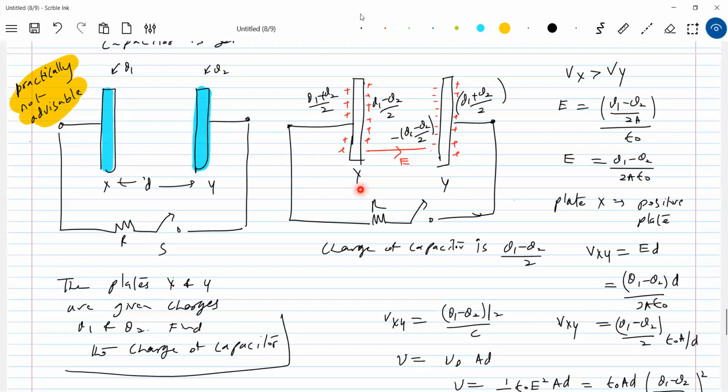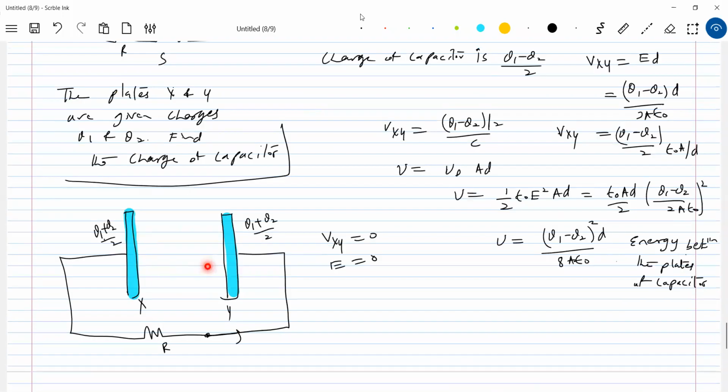How long will this flow of charge occur? As long as there's a potential difference. So when this charge comes here, finally it will become zero. Why can't this charge flow back? It's over permanently. You can't bring it back. So finally, which charge has flown? Only the charge between the plates has flown through the resistor.